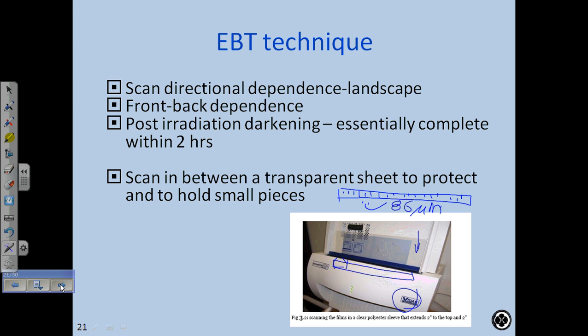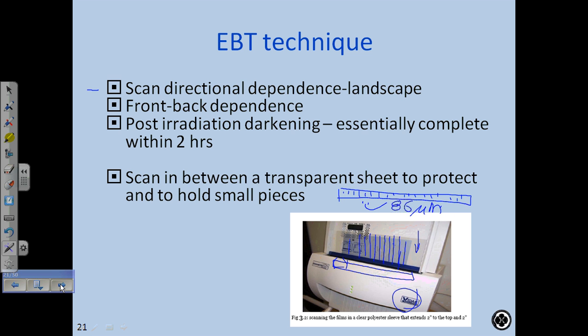Okay, so now the EBT film, it's very technique based. You've got to know some things about it before you use it. It's directional dependent. If you scan it, this is a landscape scan right now, but if I turn it over to a portrait, I'll get a different response. It'll be darker in one direction than in the other. The reason is the way they make this film. There are lines of dye that are put in, and they're put in one direction.